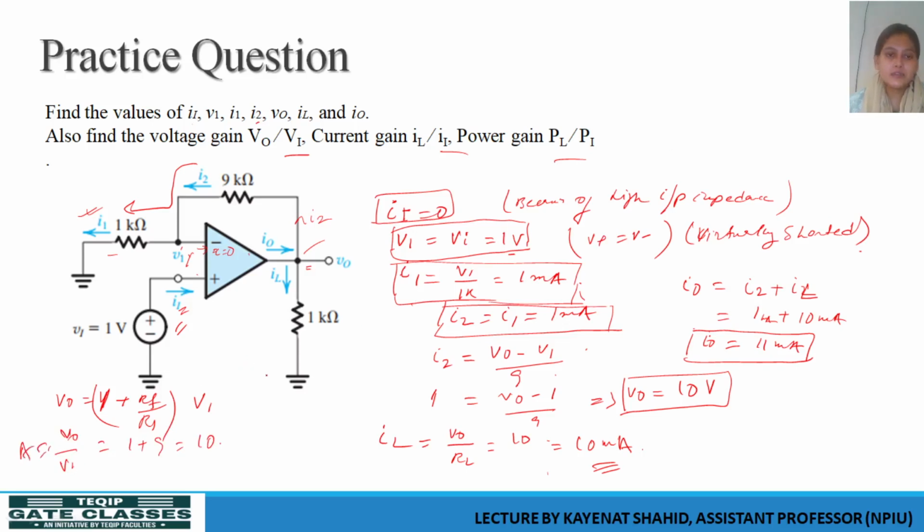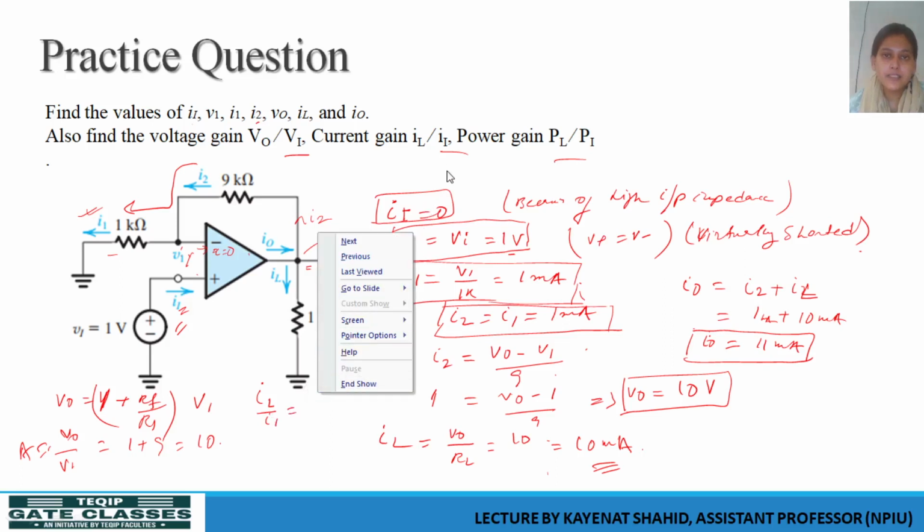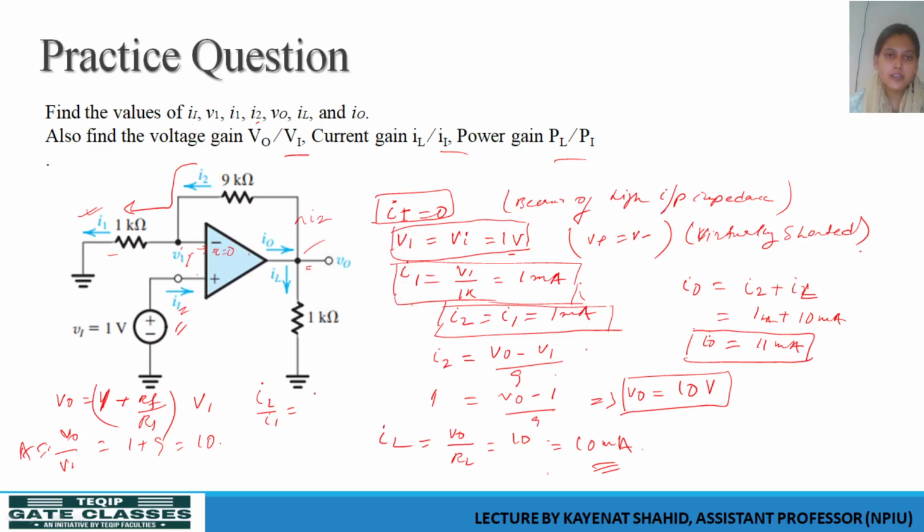Next thing is to find out the IL by II. This is II. Okay, this is not I1, so II is what? II is 0. Okay, we have said this II is 0, so IL is actually 10 milliampere. Okay, this is 10 milliampere, but II is 0, hence it will be infinity. That means what we are saying, the current gain is infinity.